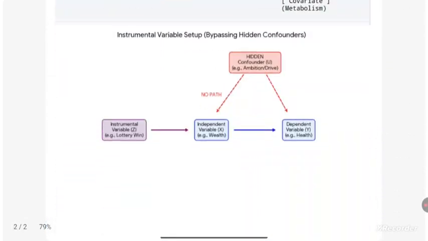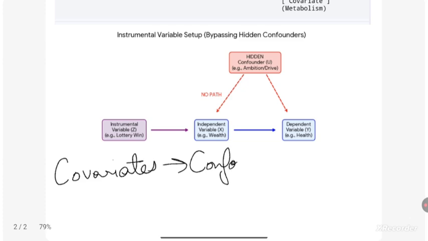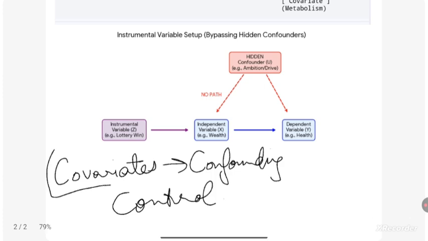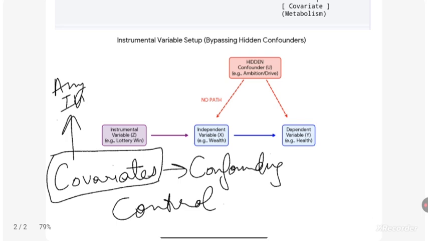Now, when we talk about hidden variables, we talk about covariates. Why I am talking about covariates, you will get to know in a little while. Confounding variables, and we talk about control variables. Now, what are covariates? Any independent variable included in your study. That is a covariate.